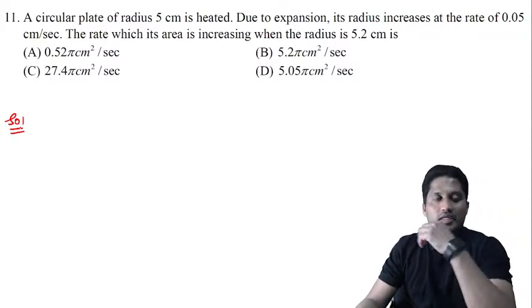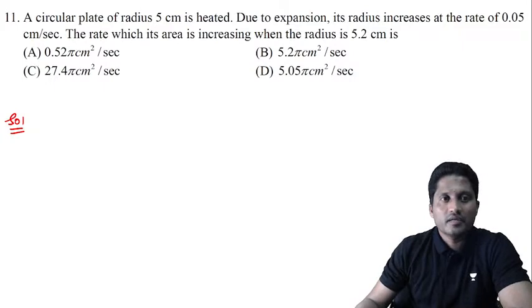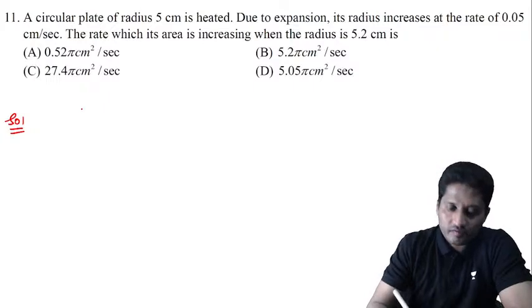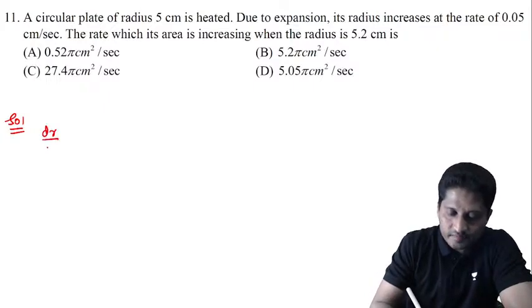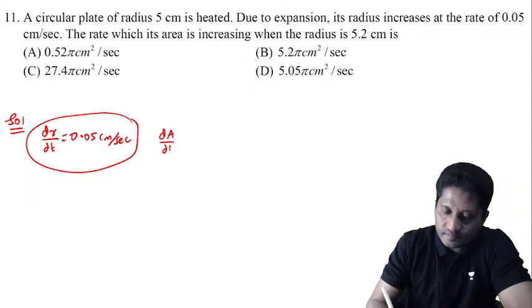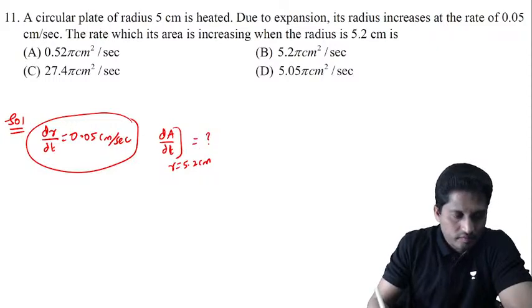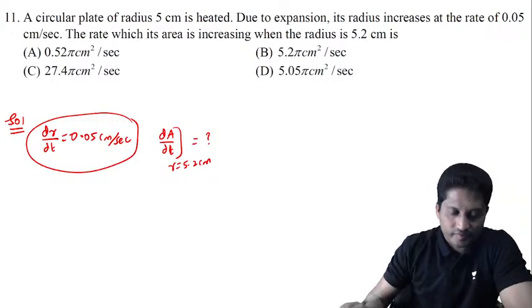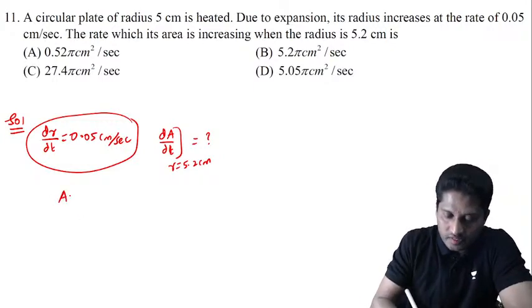A circular plate of radius 5 centimeter is heated. Due to expansion, its radius increases at the rate of 0.05. So dr by dt is equal to 0.05 centimeter per second. The rate at which its area is increasing, I should find out, when the radius is equal to 5.2 centimeter. We will discuss why above. Area of the circle is equal to pi r square.